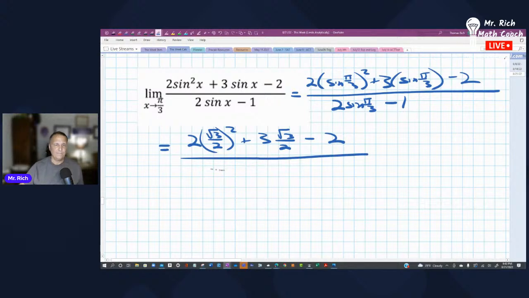Okay. This is 2 sine pi over 3. Sine of pi over 3. Yeah, root 3 over 2. So this would be 2 times root 3 over 2, and then minus 1. All right, so what does this give us? Let's see what we've got here.